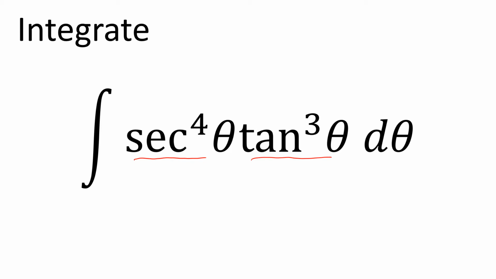For example, if you can factor out a secant squared term and you can write the rest of the integral using tan, we can use u equals tan theta. And if you can factor out a secant tan theta and you can write the rest of the integral using secant, we can use u equals secant theta. But you can see that there are 6 other methods that you can use for a problem like this. So let's start one by one.